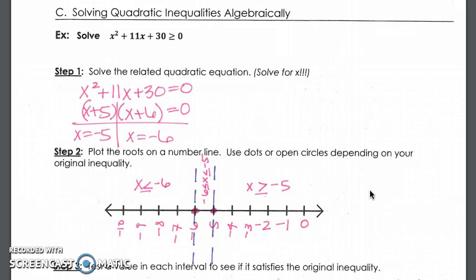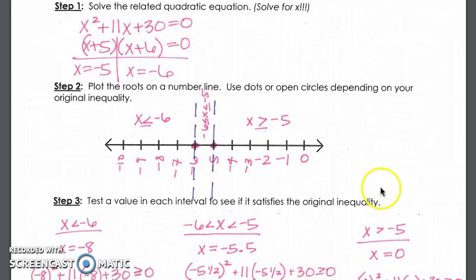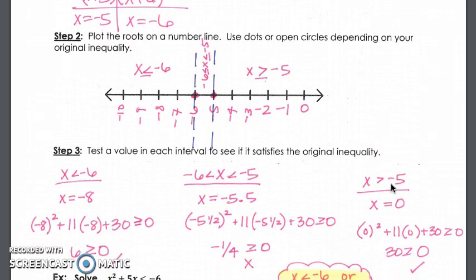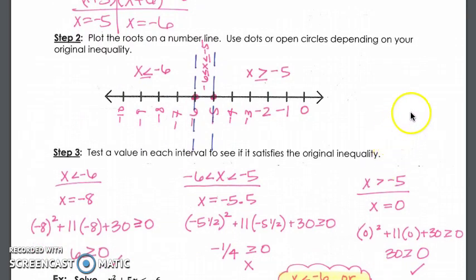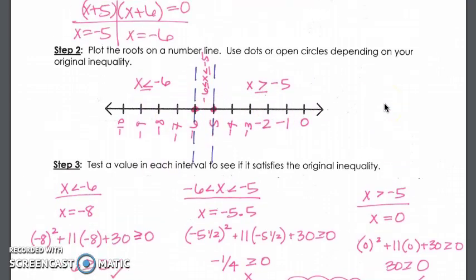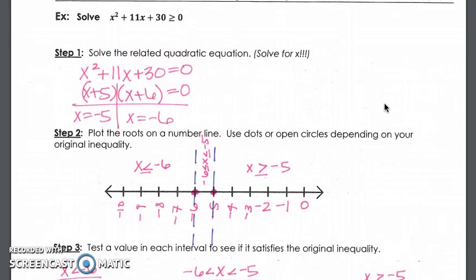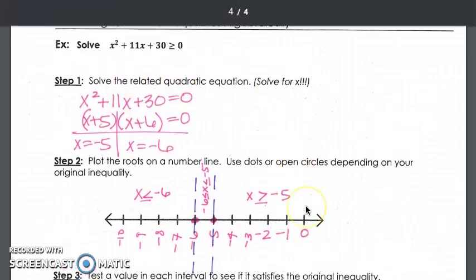Okay, after we plot these roots on the number line, step 3 is we are going to test a value in each interval to see if it satisfies the original inequality. So in the interval when x is less than or equal to -6, I chose x equals -8. So we are going to plug in a value from each interval into the original inequality. So if we go back up here, I'm plugging in -8 into our original.